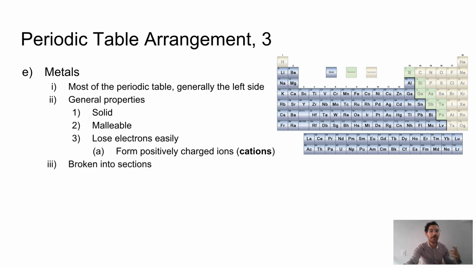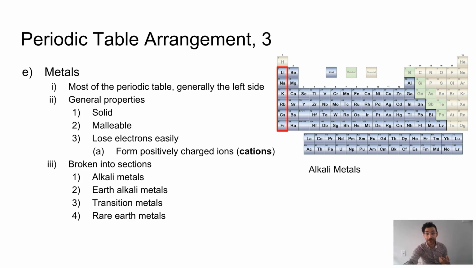And so we can even break our metals up into more sections. We already heard about alkali metals and alkaline earth metals and transition metals, and there's also the rare earth metals. So let's look at those sections now. Rare earth metals, pretty rare. We're not going to talk about them a ton. So those are those different sections.